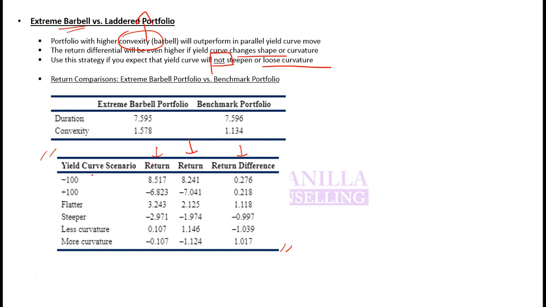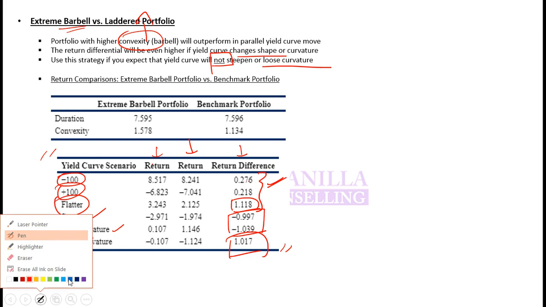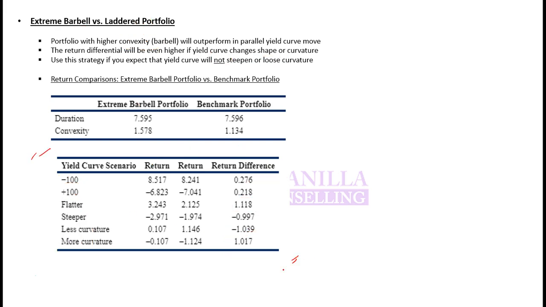So if you look into it, then for minus 100, plus 100, and flatter, you are having a higher return from extreme barbell, and this return is even higher if curvature is changing, that is, it is getting flatter. But if it is getting steeper, or if its curvature is decreasing, then you have lower return compared to benchmark. But if curvature is increasing, again higher return. So this is something that we have been discussing since the start. This has been summarized into this example. That is, extreme barbell will outperform laddered portfolio in these situations.